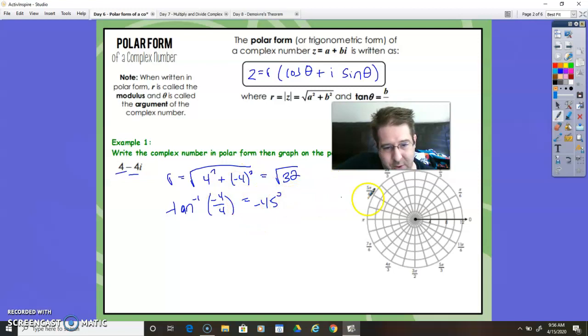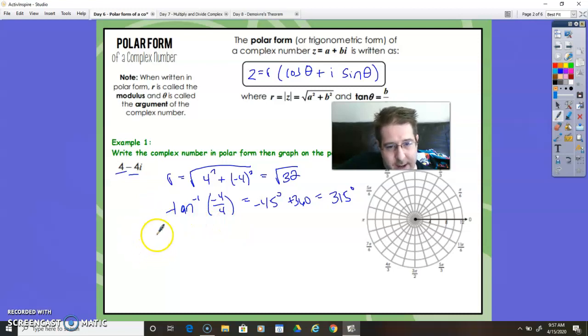Now, negative 45 degrees, remember, is in the fourth quadrant. If you think of a regular Cartesian graph, this is (4, negative 4), which would be in the fourth quadrant. So that is the right answer. We don't have to add 180 to it. Now, I don't like negative angles, so I'm going to find the coterminal angle. I'm going to add 360 to this, and that's going to give me 315 degrees, which is literally the exact same angle in the exact same position. So I really didn't change it. I just want to change the way it looks.